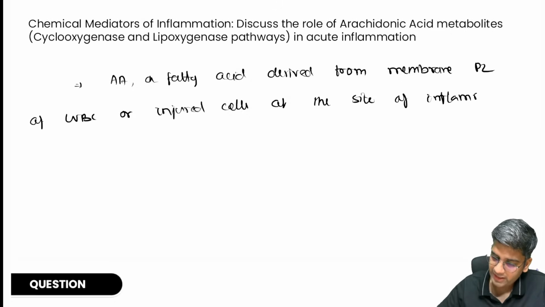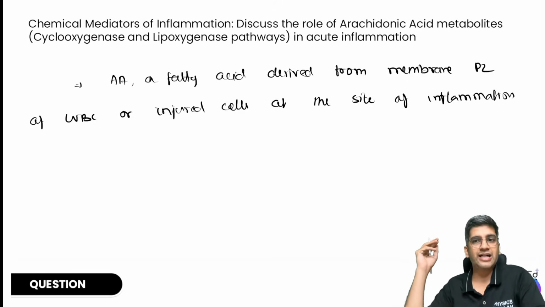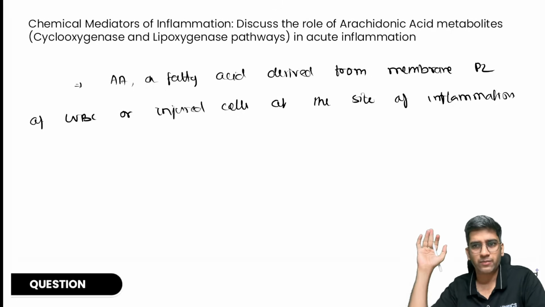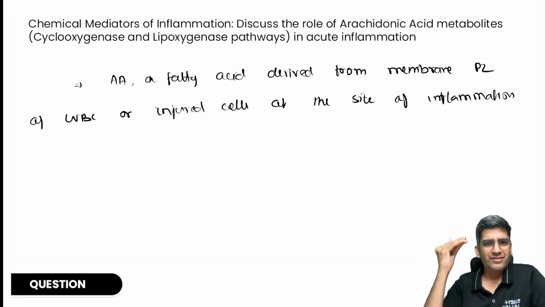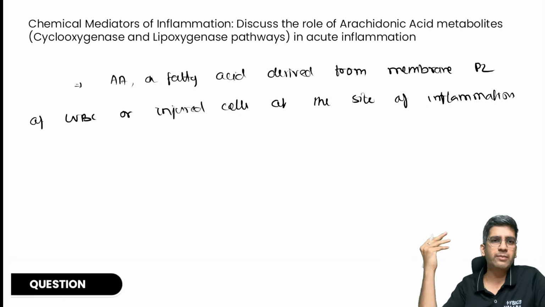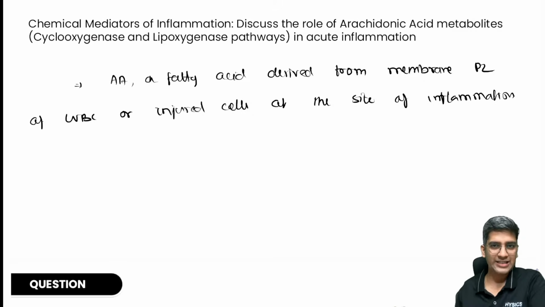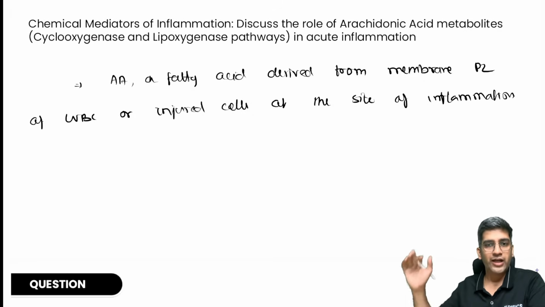We all know what is arachidonic acid, but you have to think for a few seconds so that you can start with a single line or two rather than starting in the form of a table, right? That's it. Perfect. So it's a membrane phospholipid. Fatty acid from the membrane phospholipid that's there from the WBC or the injured cell at the site of inflammation. As simple as that, right? Then you can write whatever you know, right? You definitely know an entire flowchart of arachidonic acid, right?